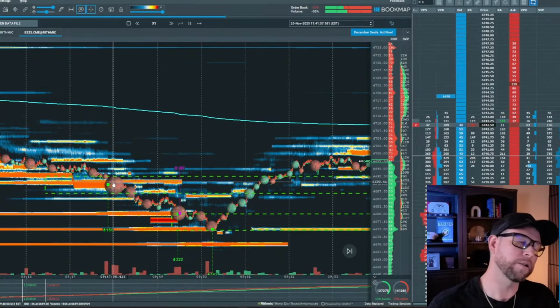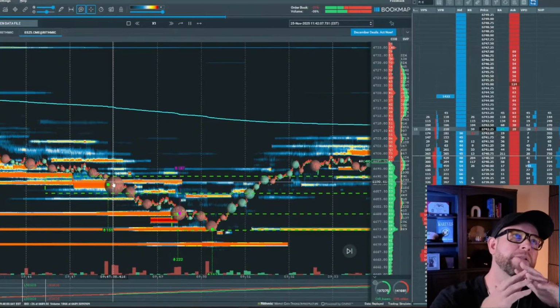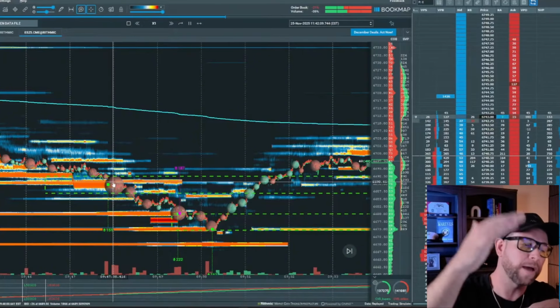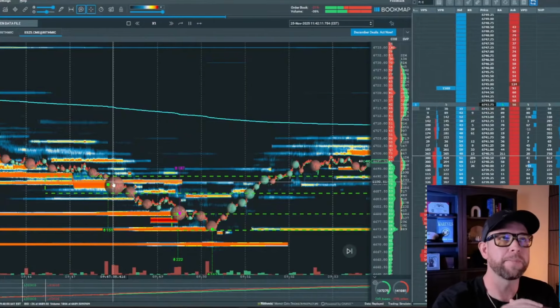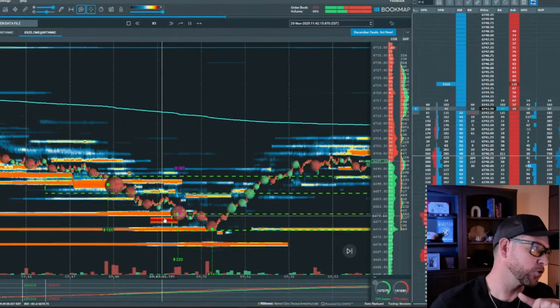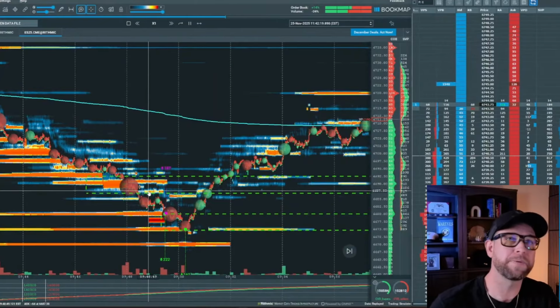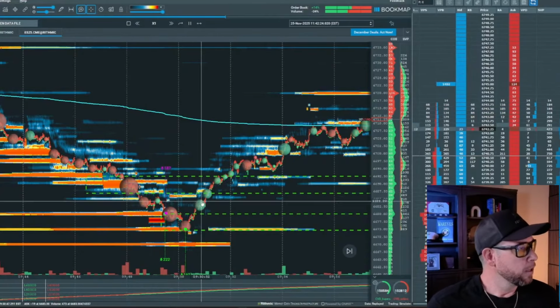I don't just look for large absorption on a pullback and immediately get long. That's a good way to eat a lot of stop losses. I need to see the auction start to flip the other direction and give me a little opportunity to get in with that momentum as it flips. But I'm not trying to bottom tick the absolute bottom when I see large absorption, because that can occur several times where you can get swept out. So you could eat a lot of small losses doing that.